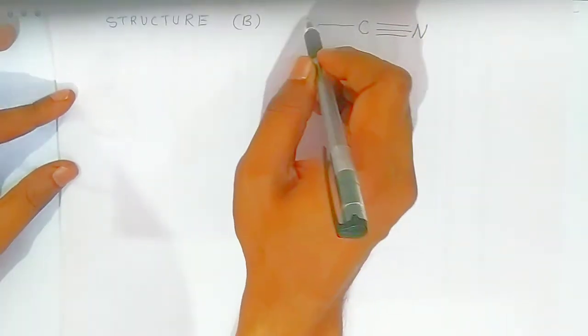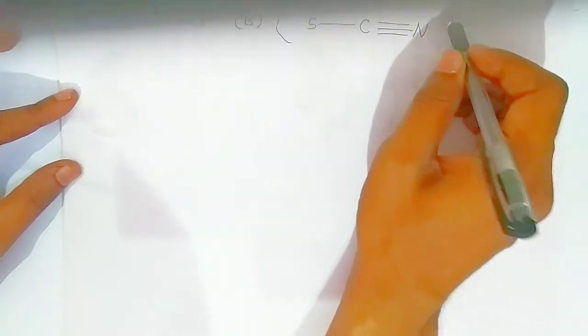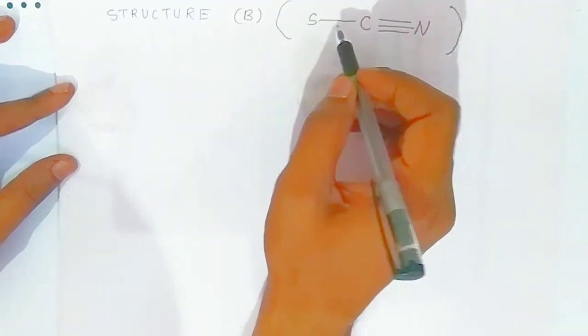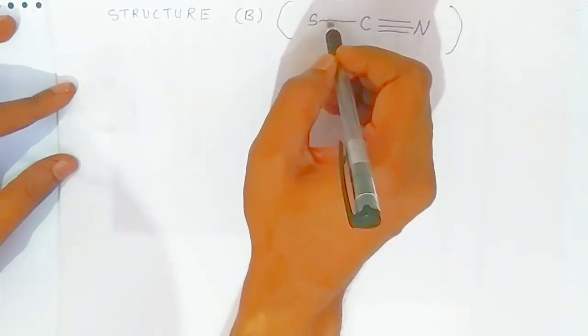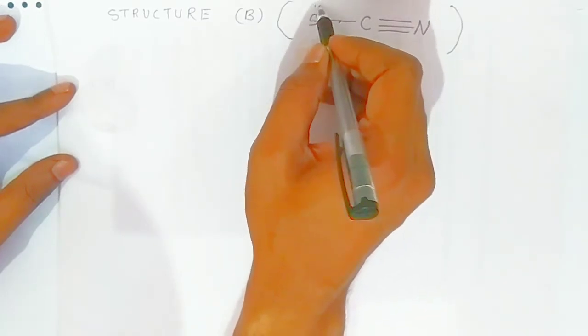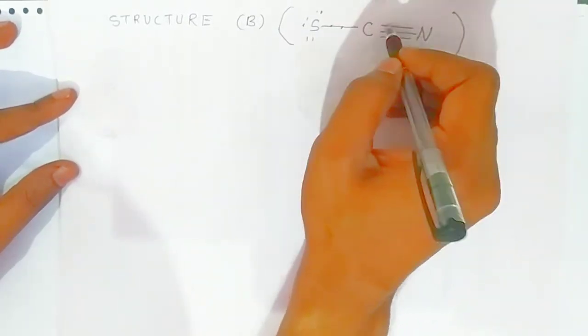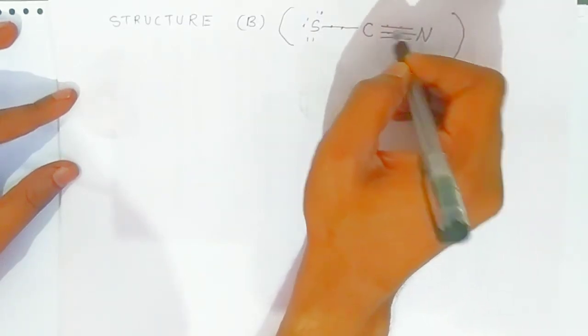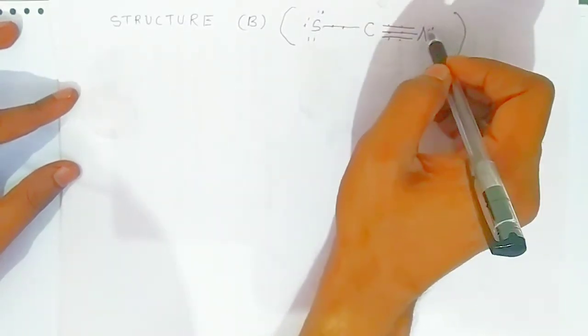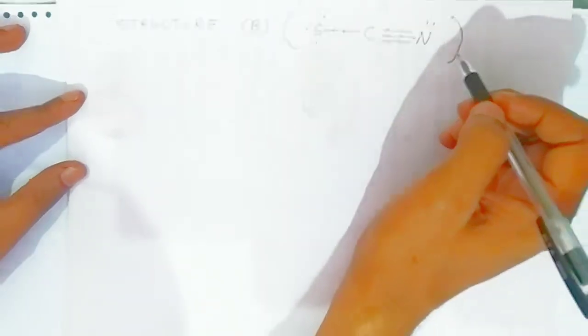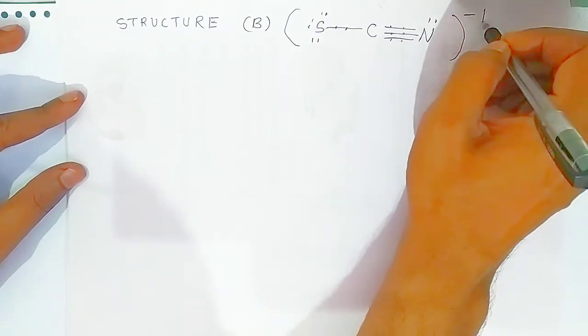Structure B, which is this structure: carbon will be at the center, it has a triple bond with nitrogen and a single bond with sulfur. Now you have to complete the octet of each atom in this molecule. So it has 2 electrons here which are bonded. Now 6 electrons you have to show like this. This is the sulfur. Carbon already has its valence electrons. Now here, 6 bonding electrons of nitrogen and 2 more non-bonding you have to show. Okay students, and the whole molecule has -1 charge.